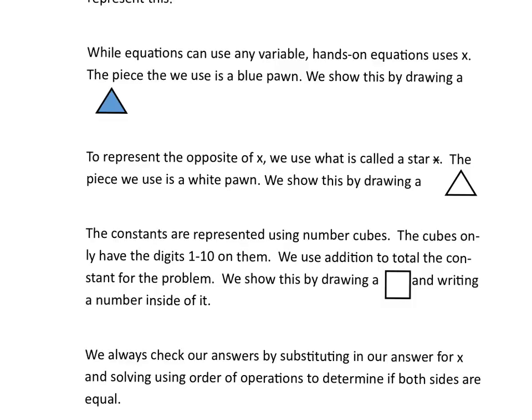One is not always the positive version, one is not always the negative version. One of them will be positive and one of them will be negative. It won't always be the same one, but they will be opposite each other. And we use a white pawn, and to show that in a drawing, we draw a triangle that's empty.